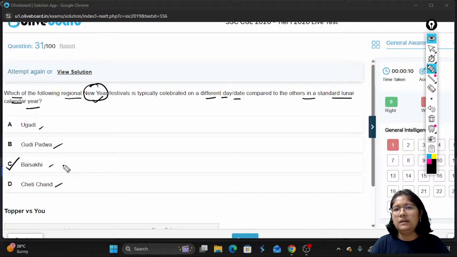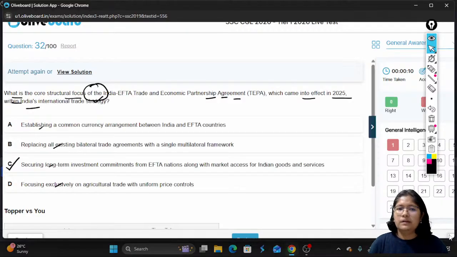Similarly, many Indian festivals, you observe that they are not on one specific date, but it keeps on changing according to the calendar, right? Next question.